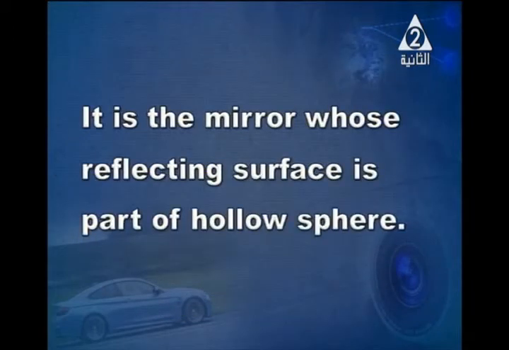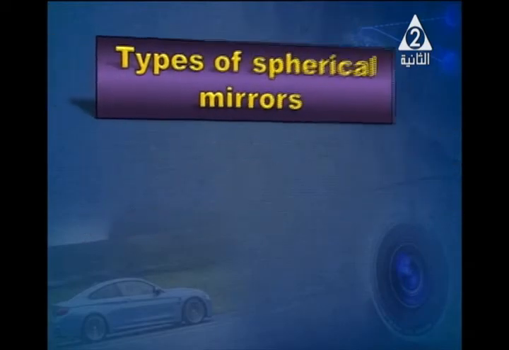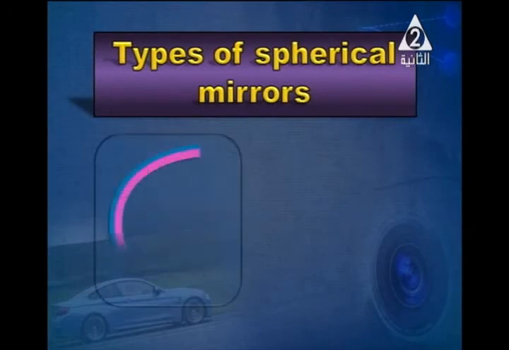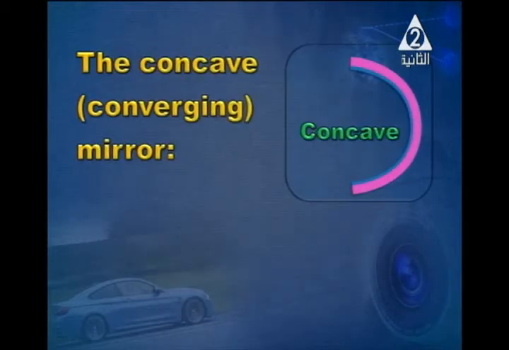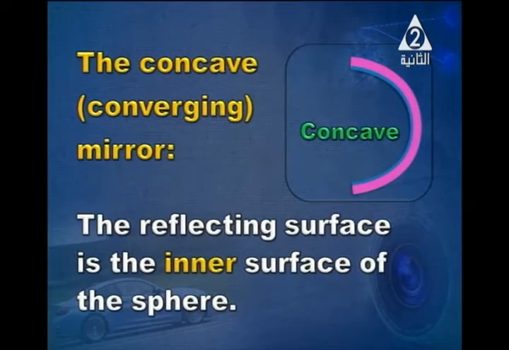Spherical mirrors are mirrors whose reflecting surface is part of a hollow sphere. Types of spherical mirrors: convex mirror and concave mirror. The concave mirror is called the converging mirror because the reflecting surface is the inner surface of the sphere, which is colored blue. This is the reflecting surface of a concave mirror.